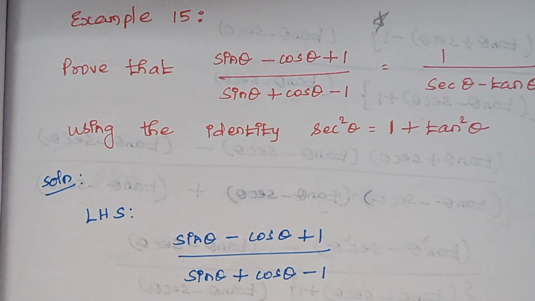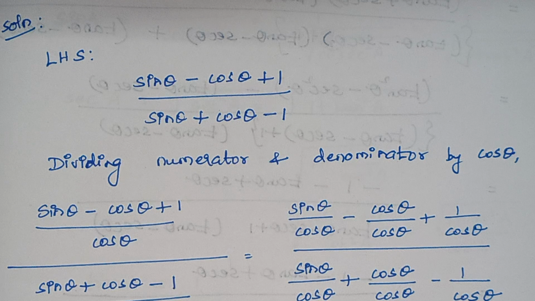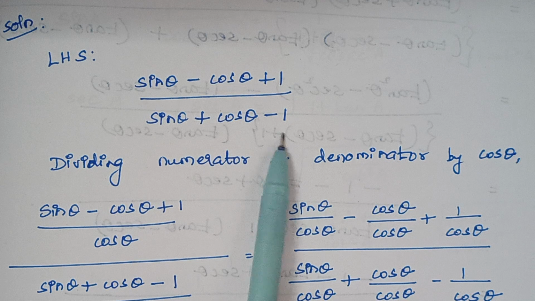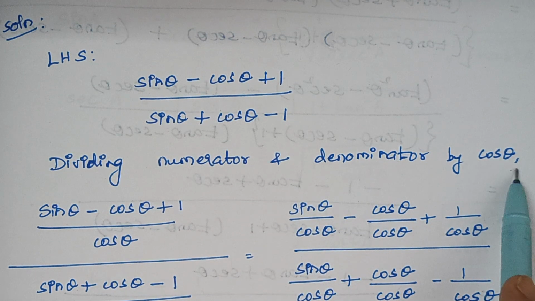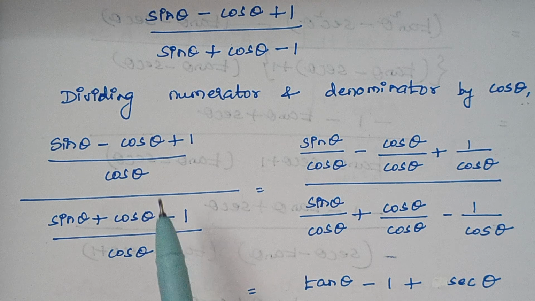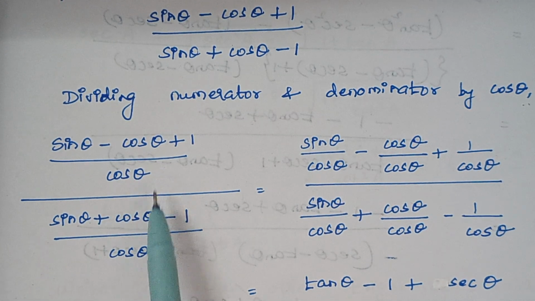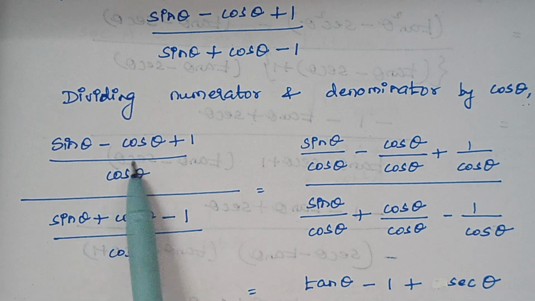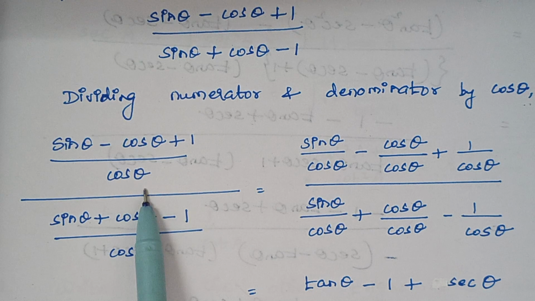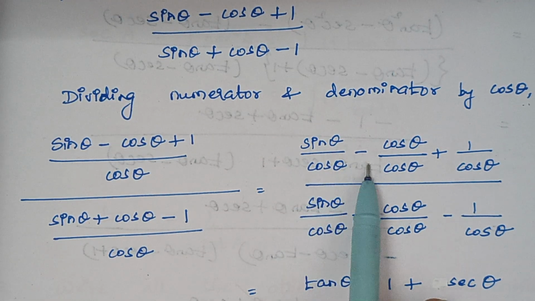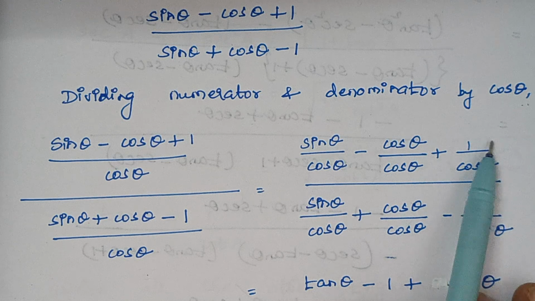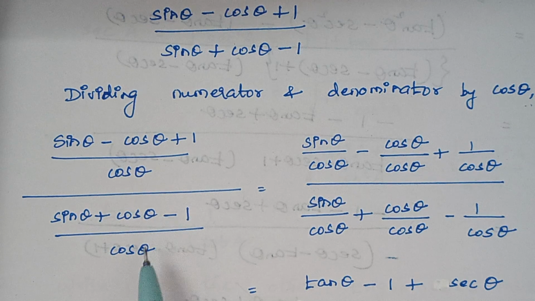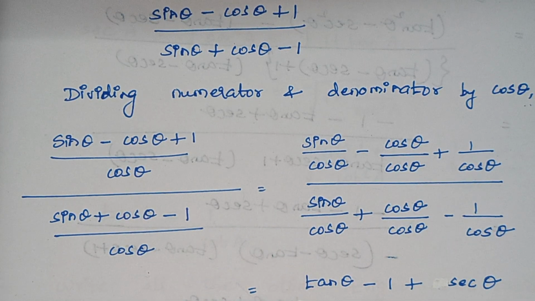Take your LHS. After taking the LHS, we are dividing both the numerator and denominator by cos theta. When you divide both the numerator and denominator, you get an expression like this. The next step is to split each and every term. So sin theta by cos theta minus cos theta by cos theta plus 1 by cos theta, divided by sin theta by cos theta plus cos theta by cos theta minus 1 by cos theta.